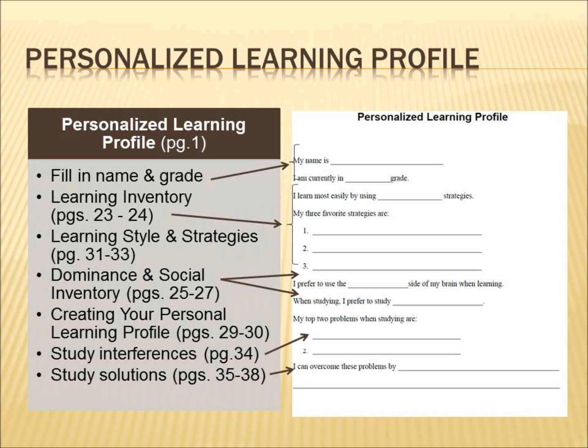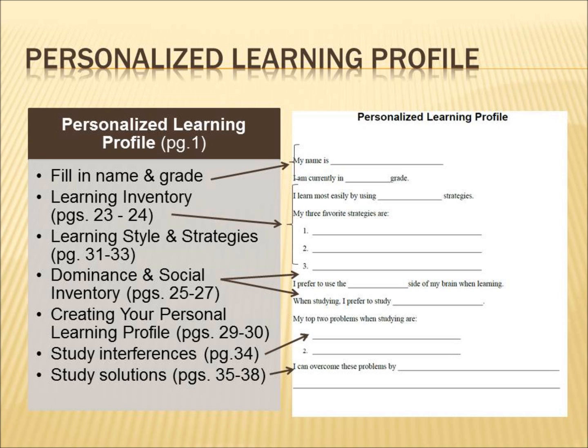The student begins the process with filling in their name and grade. Then they need to turn to page 23 and find the learning inventory. They need to take the learning inventory and write the results, which is their learning style, in the third line down. They need to look up their specific learning strategy based on this learning style on pages 31 through 33. They can then pick their top 3 favorite strategies and write them in the appropriate spaces. It's important that they pick 3 because all assignments cannot use the same strategies.